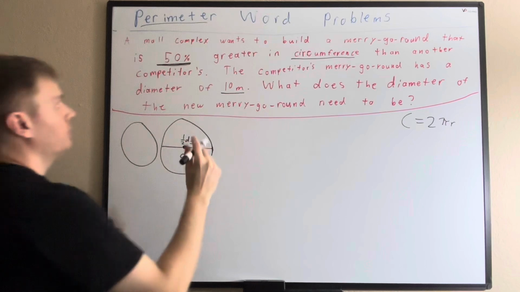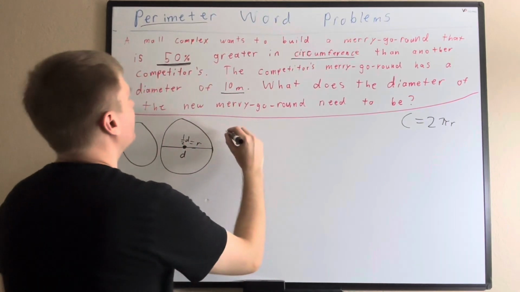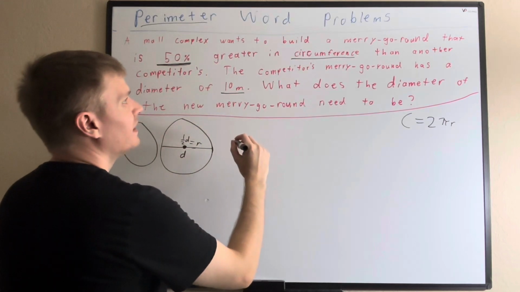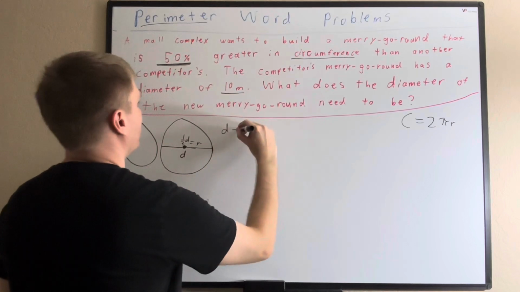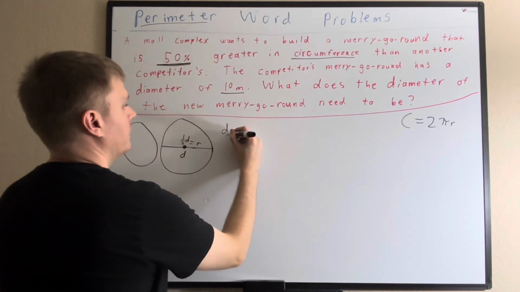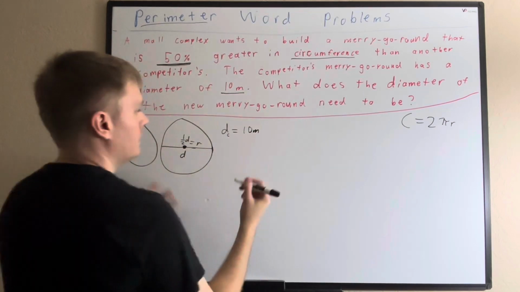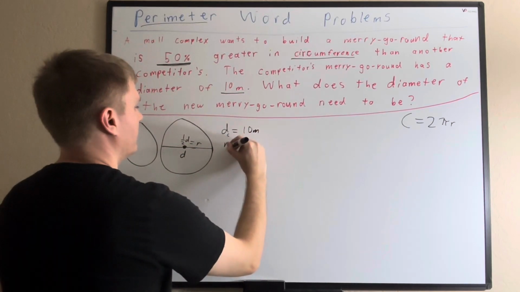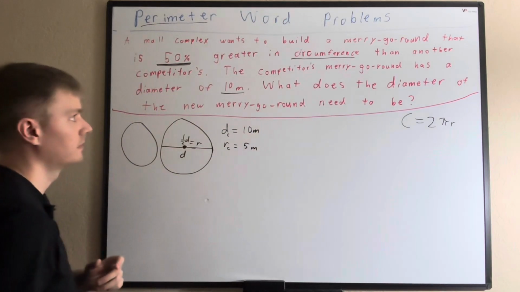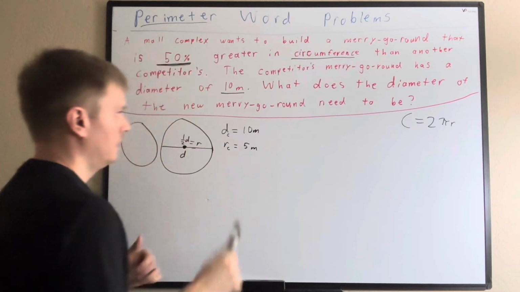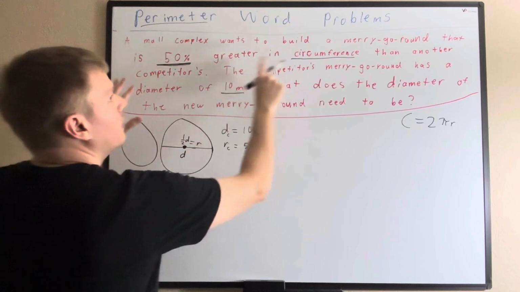Okay, so what do we know? Well, we have the diameter of the competitor's merry-go-round is 10 meters. Okay, well, from that we can figure out the radius of the competitor's merry-go-round is 5 meters. What else do we know?